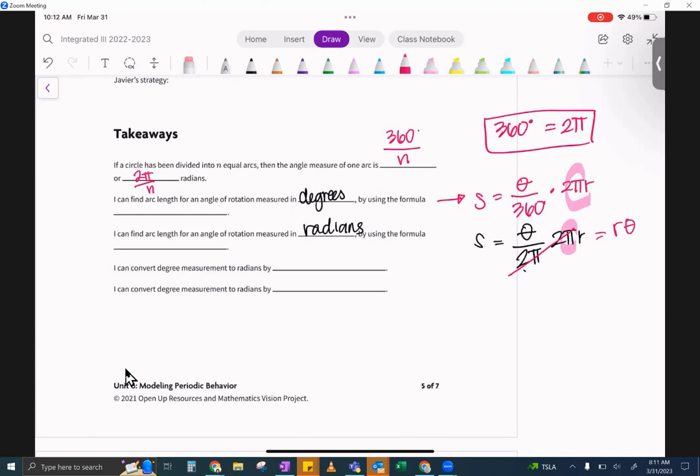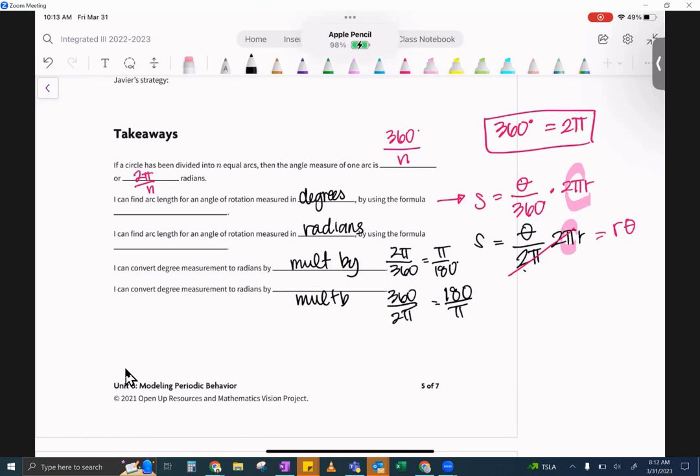And lastly, I can convert degrees to radians by multiplying by, what would you multiply by? If I'm going from degrees to radians, I want the degrees to be on the bottom. Some of you are like, oh, Miss Johnson, can I just multiply by pi over 180 instead? Absolutely, it's up to you. And then the other one is just going to be the flip of that: 360 over 2 pi or 180 over pi. All right, so hopefully this makes sense.